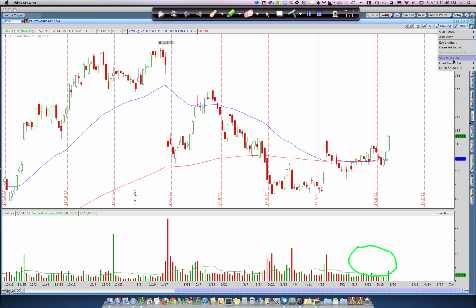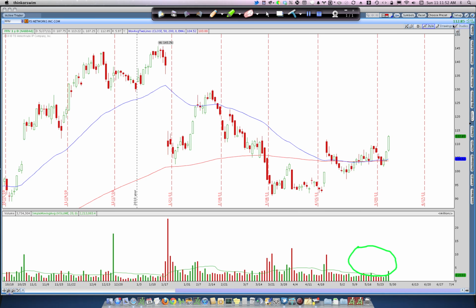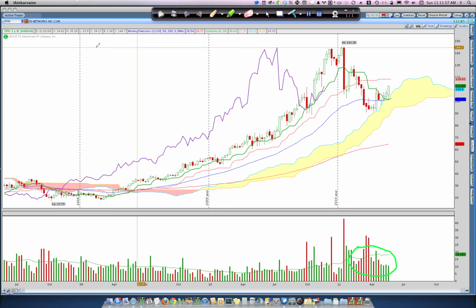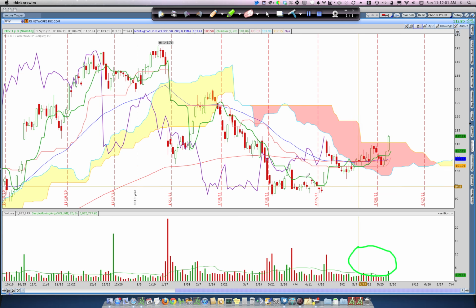My favorite study is, let me just load the Ichimoku cloud. Now, let's go back to the week. And now let's look at FFIV on a daily basis. Totally different cloud system, but we notice here that the Ichimoku was resistance for us here.